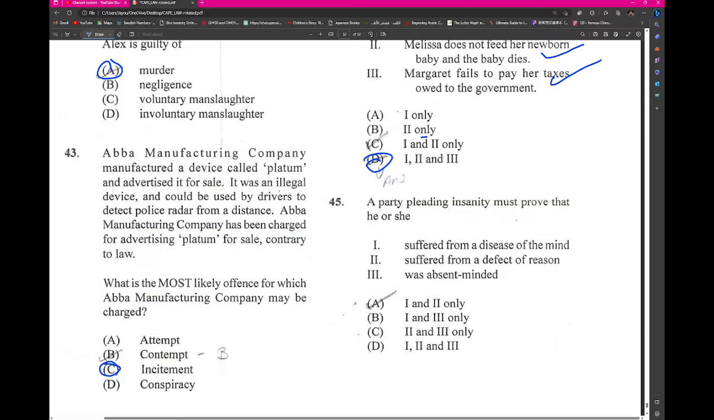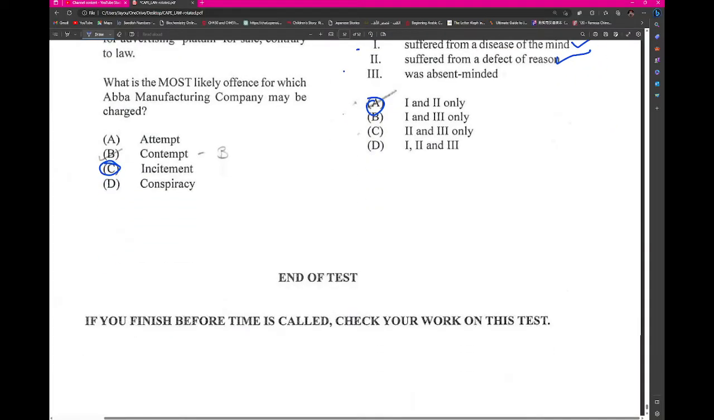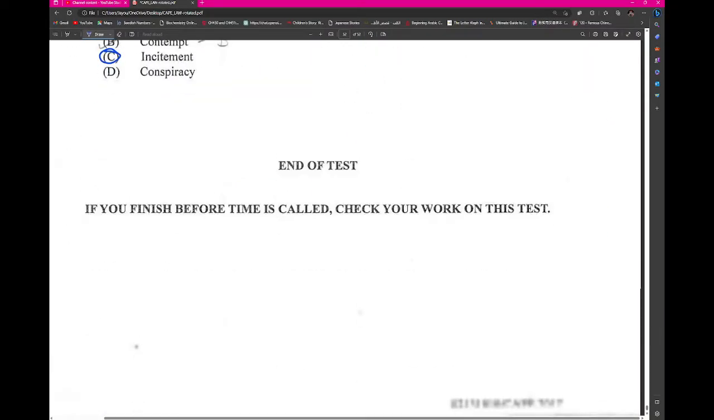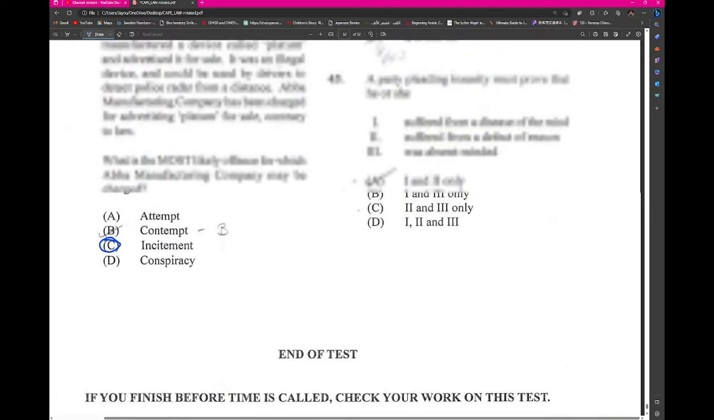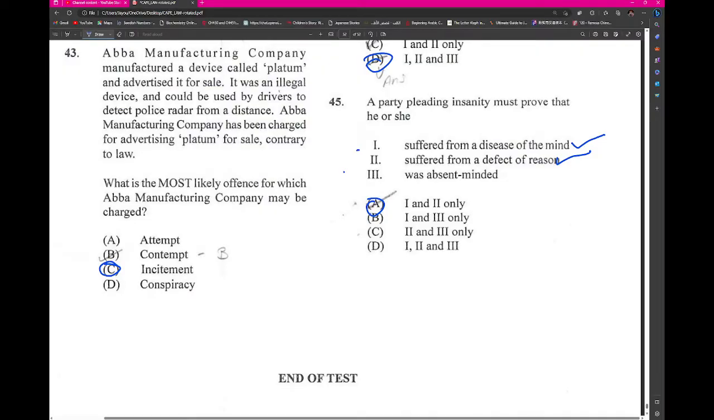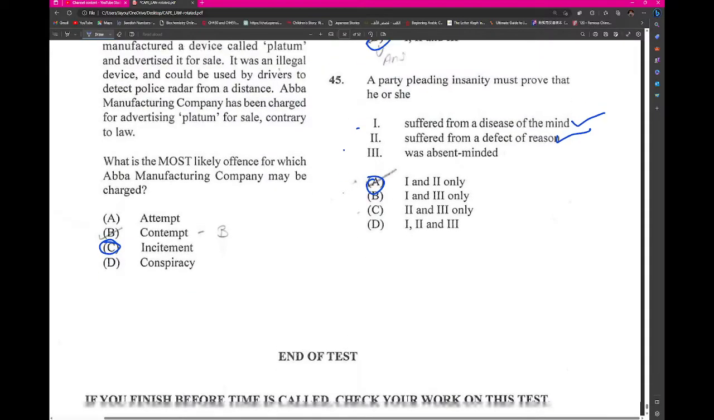A party pleading insanity must prove that he or she has suffered from a disease of mind and a defect of reason. 1 and 2A. Right, so that is the end of the 2017 Law Unit 1, Paper 1. Right, so that is that.